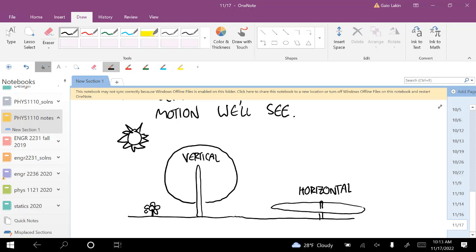And the reason for that is gravity has a different relationship to each of these. In these vertical circles, gravity is in the plane of the circle. And in these horizontal ones, gravity is out of the plane of the circle. And so you're going to have to deal with gravity differently in those problems. Okay?